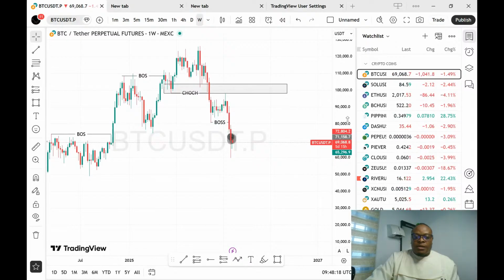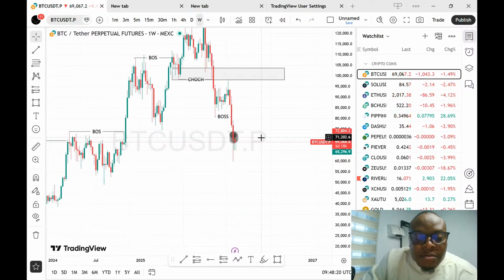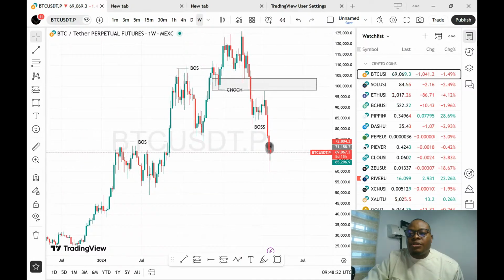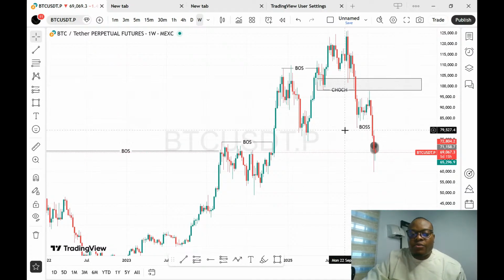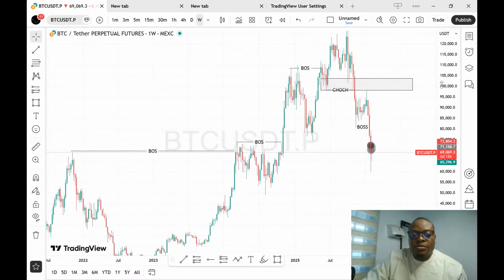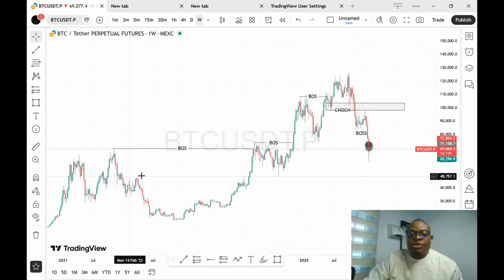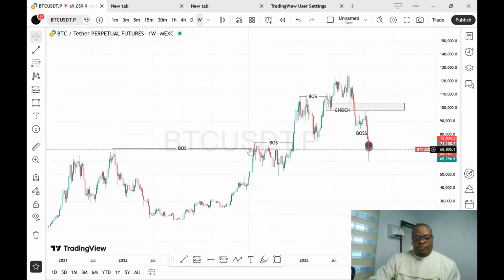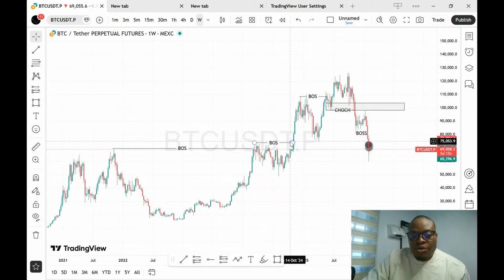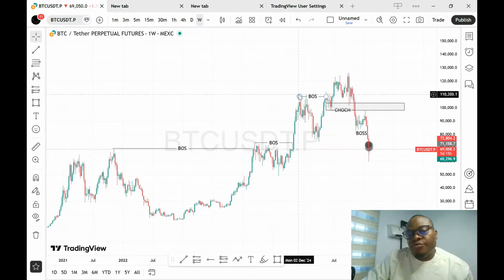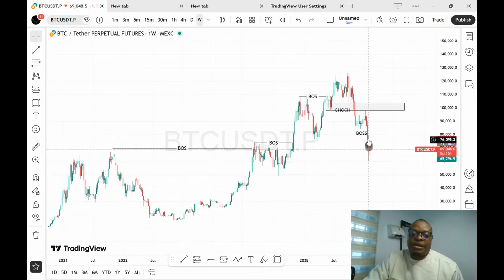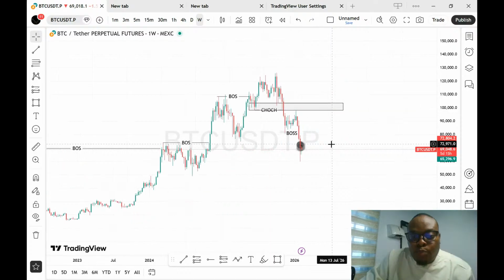So guys, this is a practical example of a breaker block. Now, you can see on the trend here, BTC is currently on a bullish trend. It did a break of structure, retrace back, break of structure, retrace back, break of structure, retrace back, break of structure, retrace back.